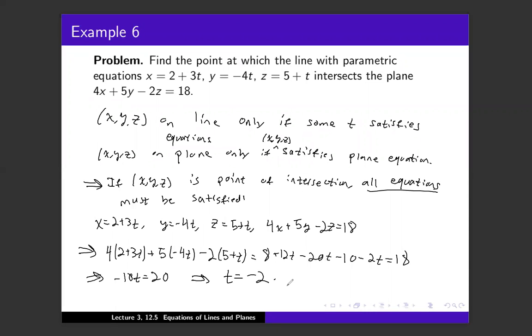Now we're not done. We haven't found the point of intersection. The point is the point where they intersect. So we found what t is, but that's going to satisfy the x, y, and z parametric equations. So we're basically done at this point.